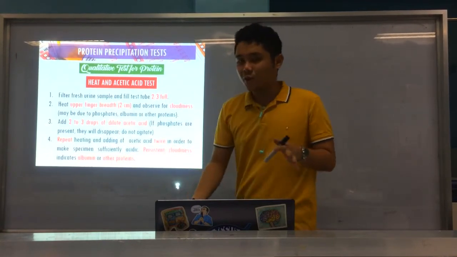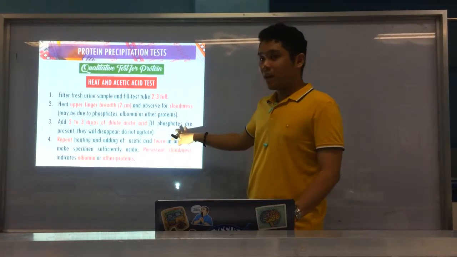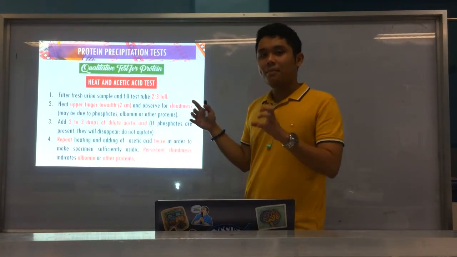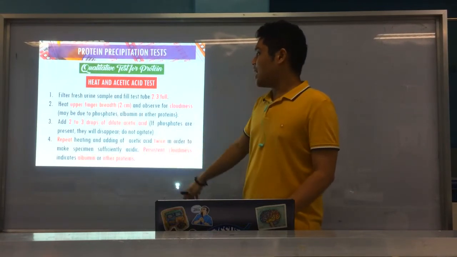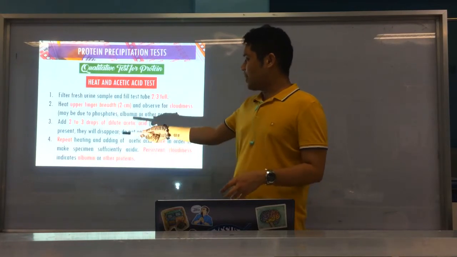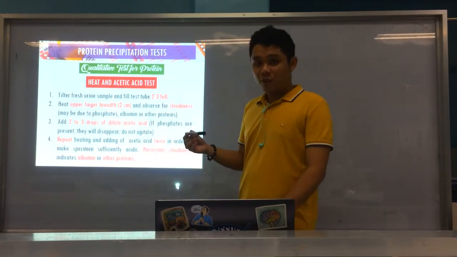So the interference of phosphates disappears when you add acetic acid. Okay? If phosphates are present, the turbidity disappears because, again, the phosphates are dissolved by the acetic acid. And then agitate. Okay. And then repeat heating and adding of acetic acid twice in order to make the specimen sufficiently acidic.